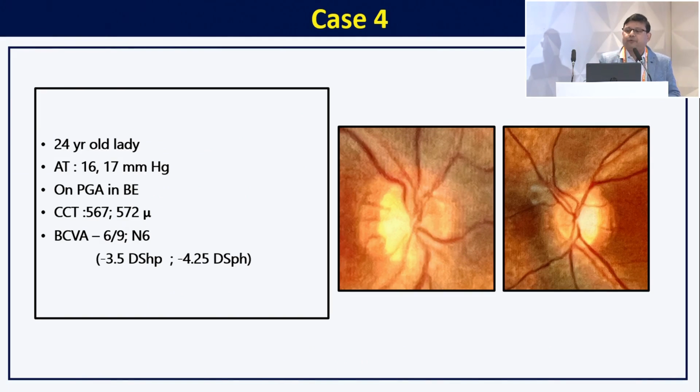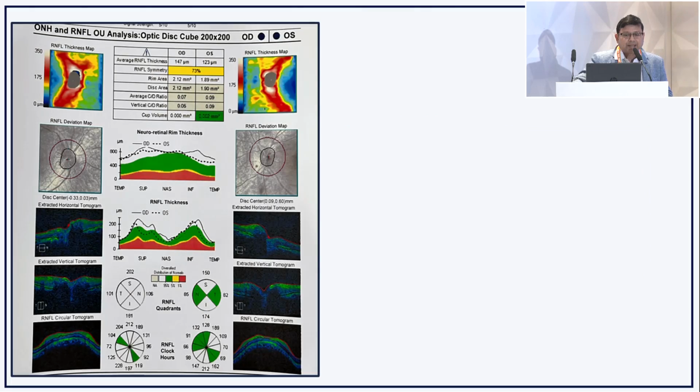Now I'll move on to my fourth case, a very, very interesting case. A 24-year-old lady, again a myope, has been on PGA in both eyes. Now if you look at the discs, this eye has an optic disc edema. The left eye had blurred optic disc margins. The pictures are not very clear. Now when we do an OCT RNFL, there is an abnormal thickening. So it's way thicker than it should be.